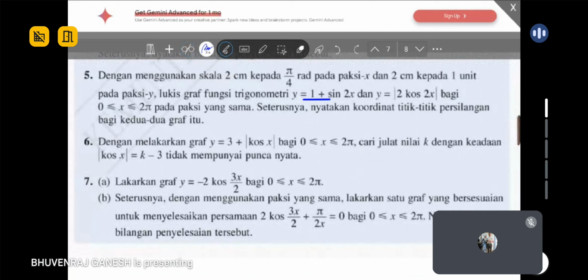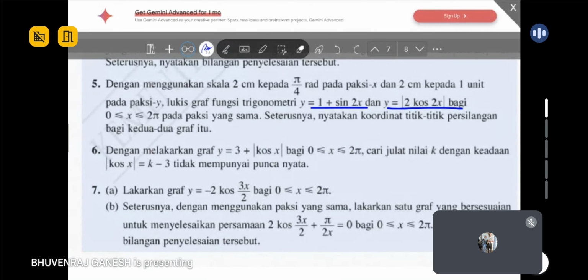Question 5. Soalan kelima. Okay, this one, they ask you to draw this equation. Kamu kena lukis persamaan ni dan juga yang ni. So this one is 2 trigo, guys. Soalan ni special. Ada 2 graph trigo dalam graph sama.